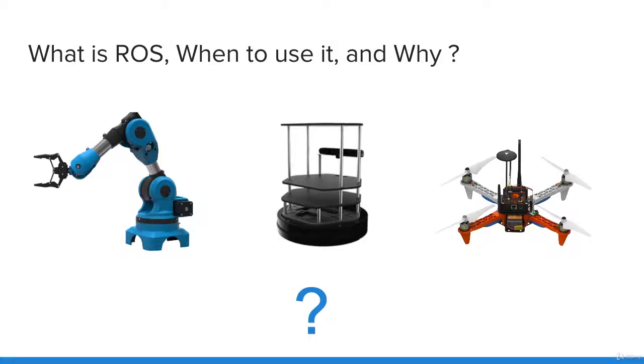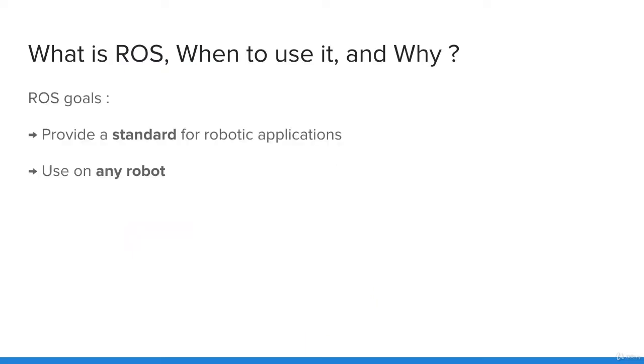What is the common point between all those robots? Well, all the robots you see here are or can be powered by ROS. ROS means Robot Operating System. It is something between a middleware and a framework built especially for robotics applications. ROS' goal is to provide a standard for robotic software that developers can use and reuse in any robot.